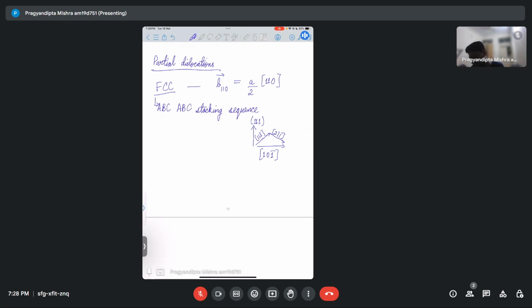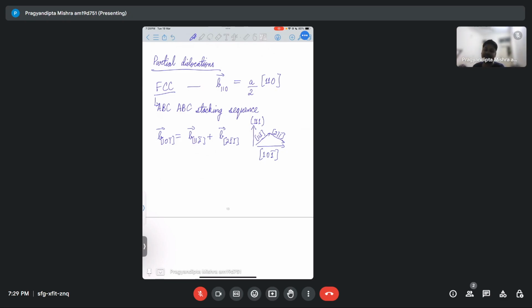Now, how am I writing these two particular low energy paths? It is because the Burgers vector of 101 bar will be equal to the sum of the Burgers vectors of 112 bar plus 2 1 bar 1 bar.